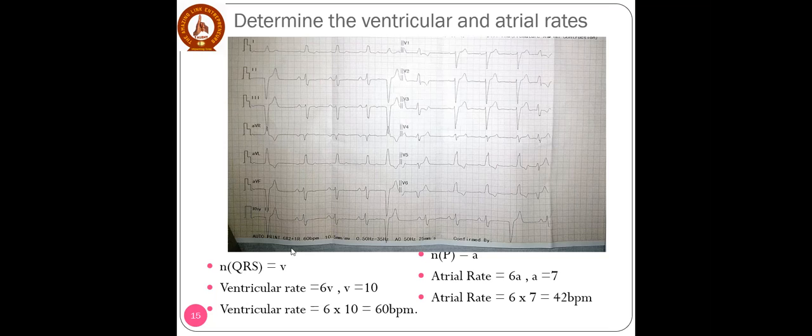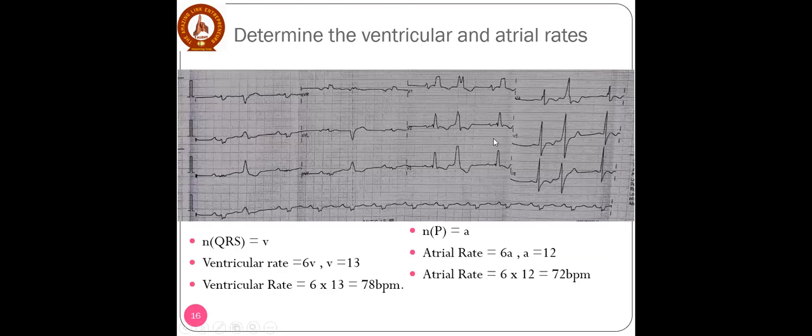Atrial rate, let's count the atrial rate. 1, 2, 3, 4, 5, 6, 7. So A is 7. So atrial rate is 6 times 7, 42. Notice in this one that the ventricular rate is greater than atrial rate. This usually happens when there are ventricular ectopic beats.